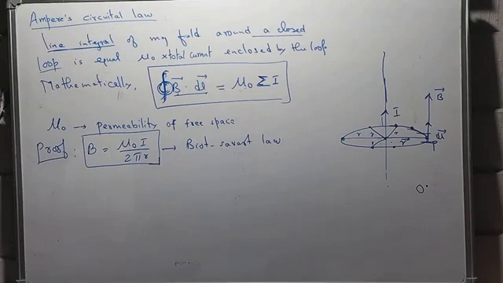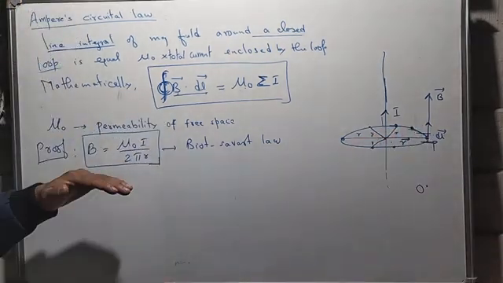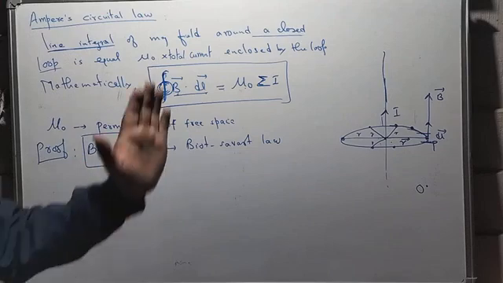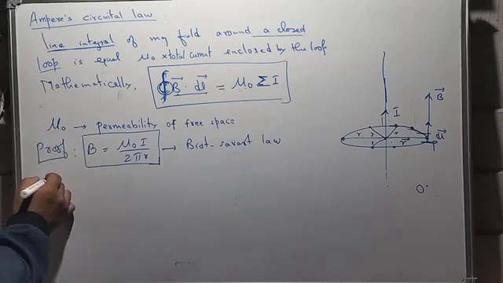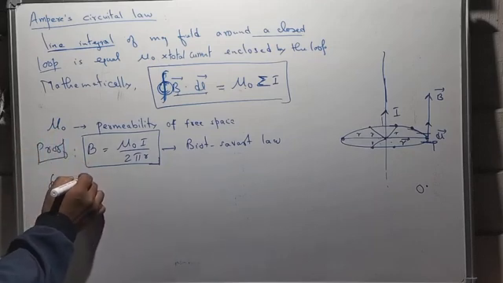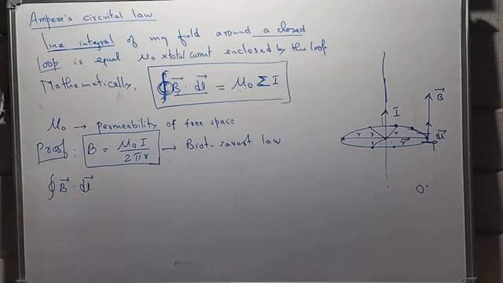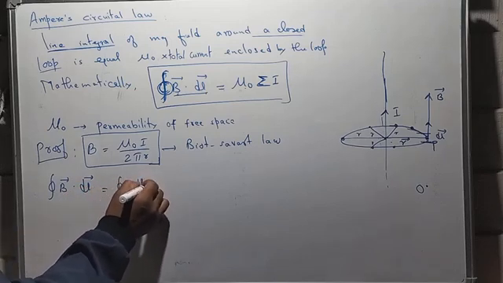So, if this is the magnetic field at a point P due to a straight current carrying conductor, then let me find out what will be the line integral of B dot dl. Now this B dot dl means B dl cos theta.